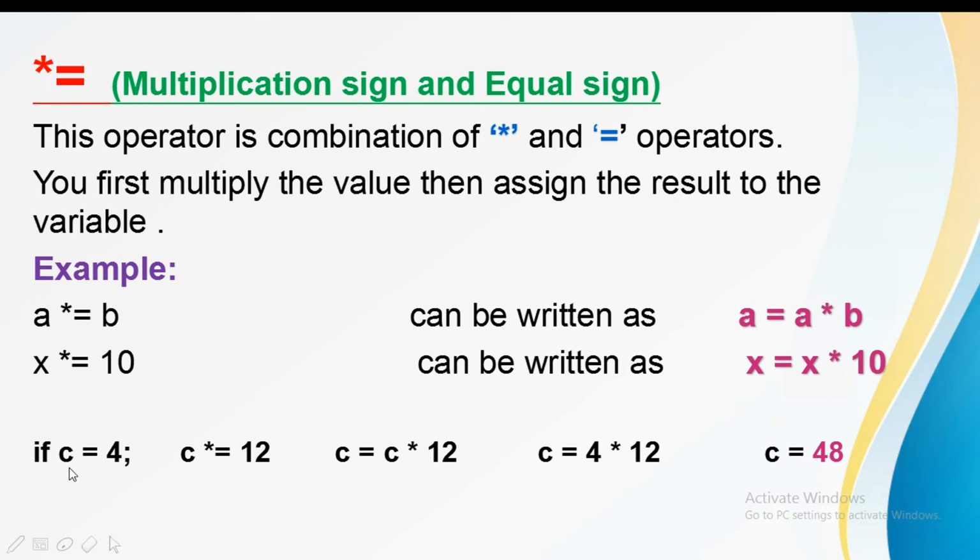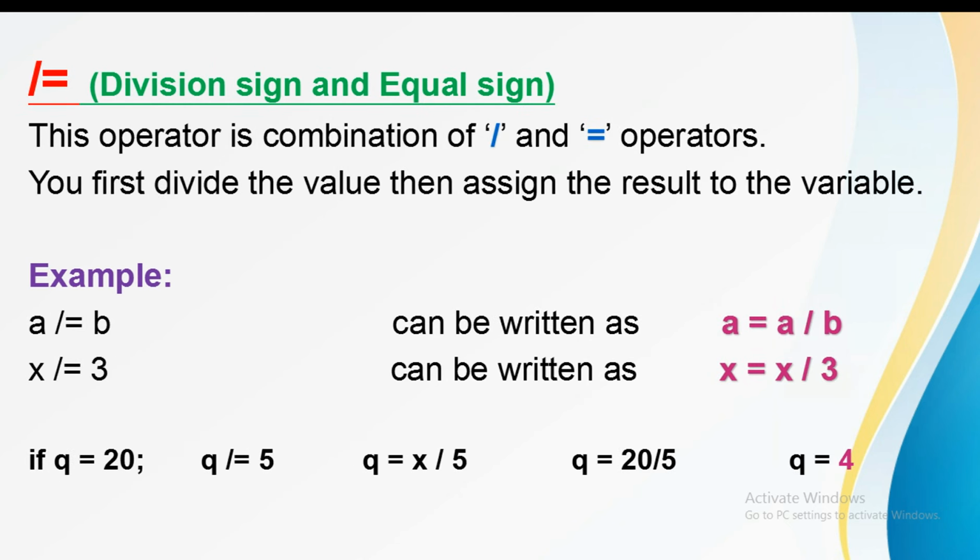In our example, we have been given a variable of c is equals to 4. C times equals to 12 can also be written as c equals to c times 12. C is equals to 4 times 12, 4, because we have c as 4. So the total c becomes equals to 48.